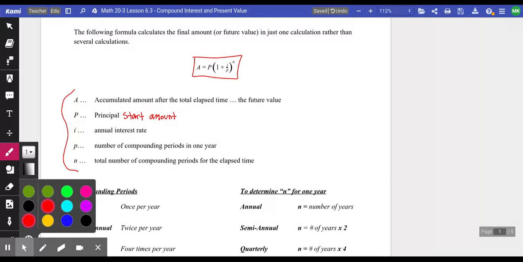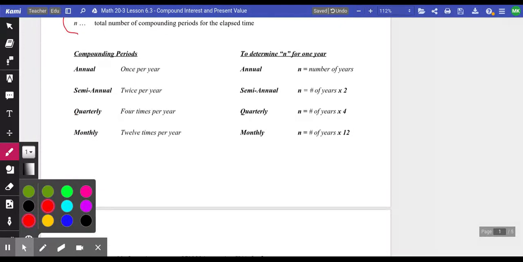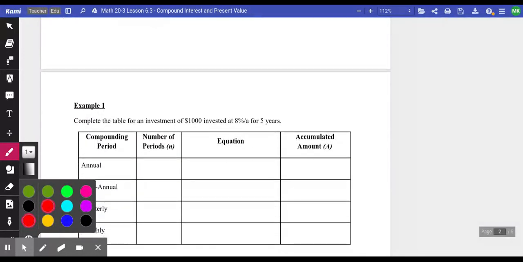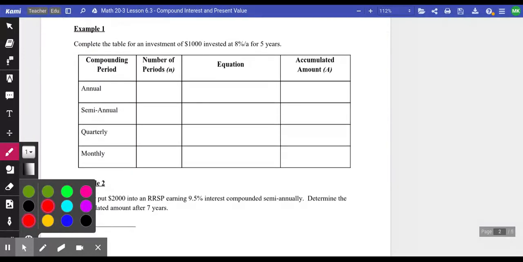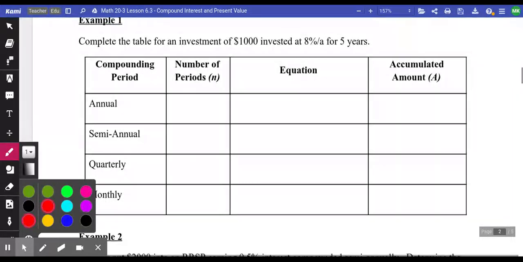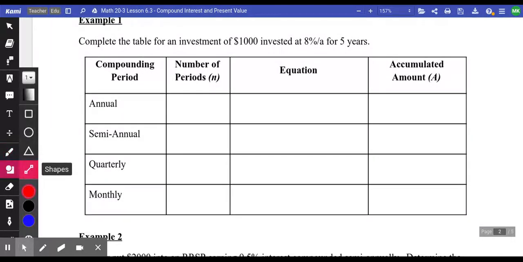But I think the best thing we can do is just jump into this and start doing some questions. So let's scroll down here. If you want to read these for some further information on compounding periods, feel free. Let's just get into it though. Complete the table for an investment of $1,000 invested at 8% per annum, that means per year, for 5 years. And what's the number of periods?